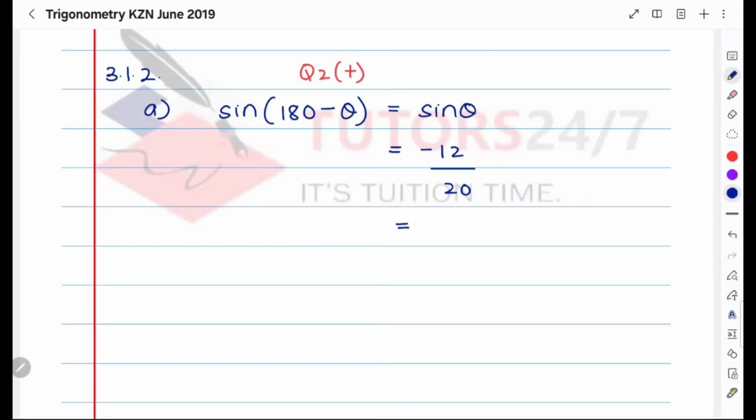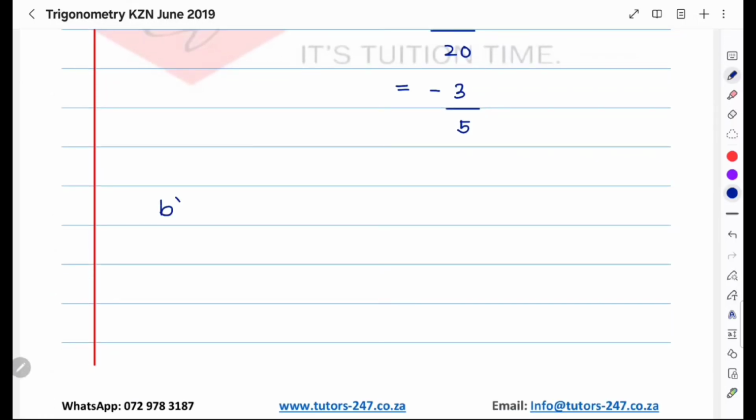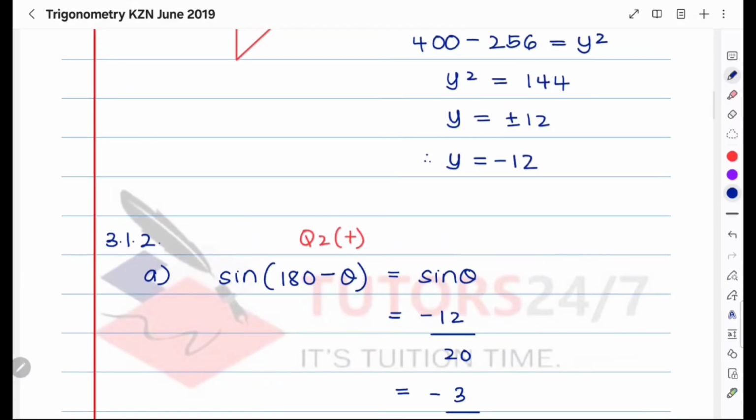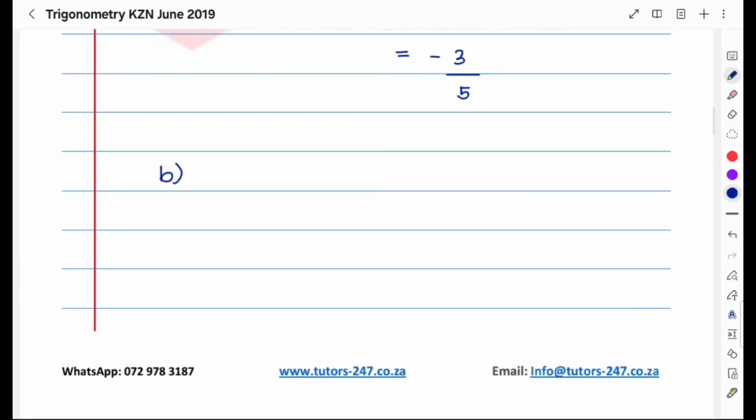Now always make sure that your ratios are simplified as far as possible. So just put this into your calculator, negative 12 over 20, and you are going to end up with negative 3 over 5. So that is it. Sine of 180 minus theta is just equal to negative 3 over 5. Next, let us have a look at question B. So we need to determine the value of cos of 180 plus theta.